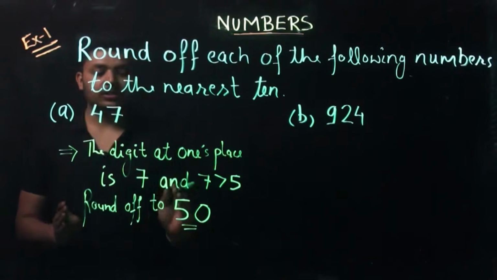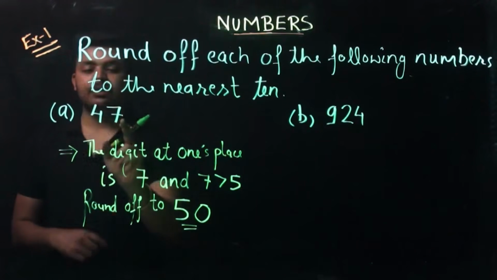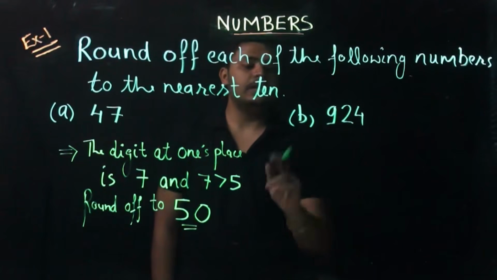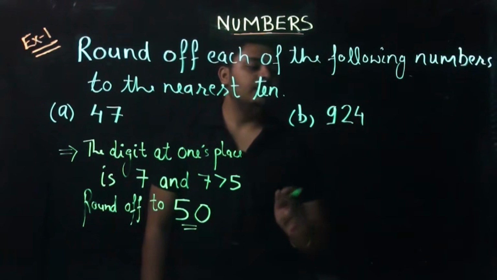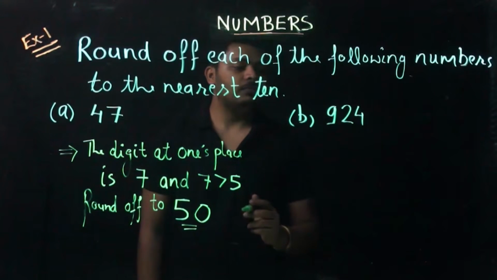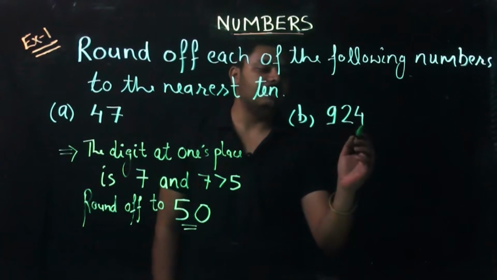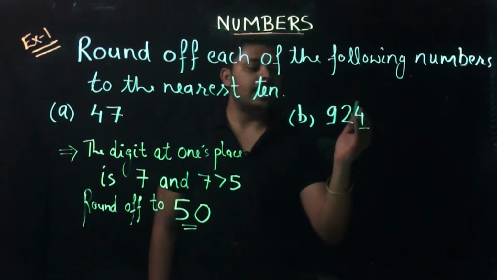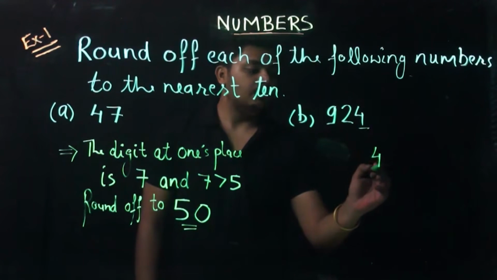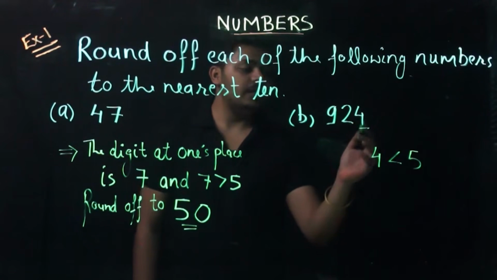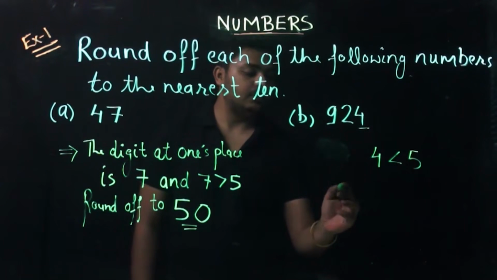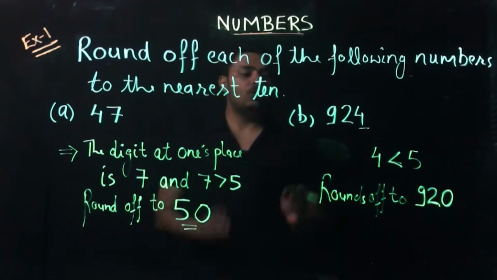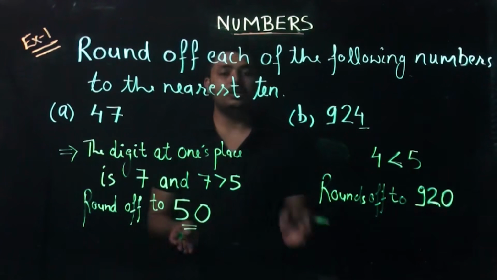So I hope you have understood how to round off the number if the digit at ones place is greater than 5. Now take a look at example number 2, that is part B of example first. Here the number is 924, but we need to look only at the digit at ones place, that is 4. As the digit at ones place is 4 and 4 is less than 5, we need to replace only 4 with a 0. That is, our round off number becomes 920.